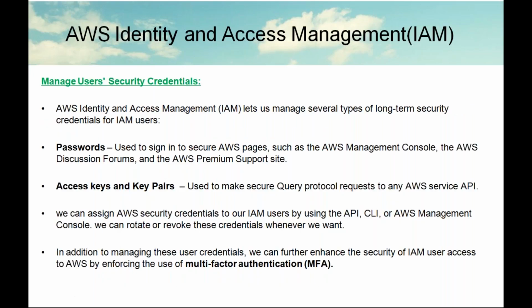Managing user security credentials. AWS Identity and Access Management manages several types of long-term security credentials, like passwords, access keys, and key pairs. We can assign security credentials to our IAM users using the application interface, command line interface, or management console. We can rotate or revoke these credentials whenever we want. Next, in addition to managing these user credentials, we can further enhance the security of IAM user access to AWS by enforcing the use of multi-factor authentication.